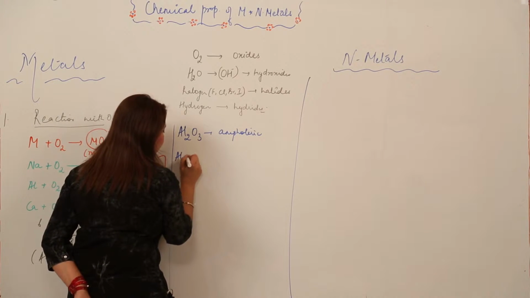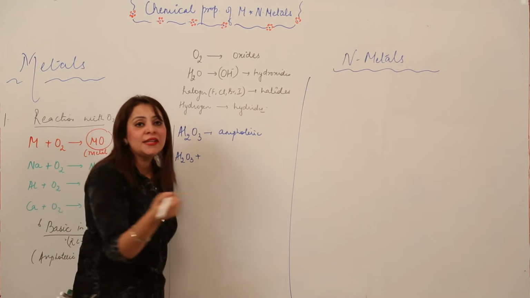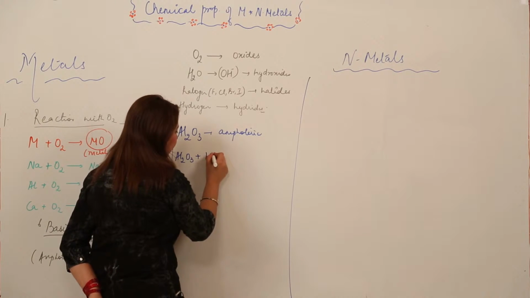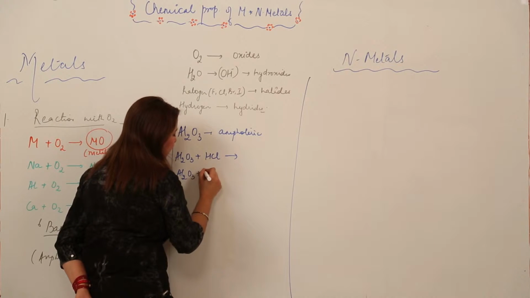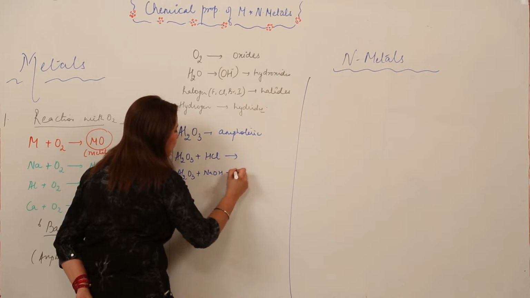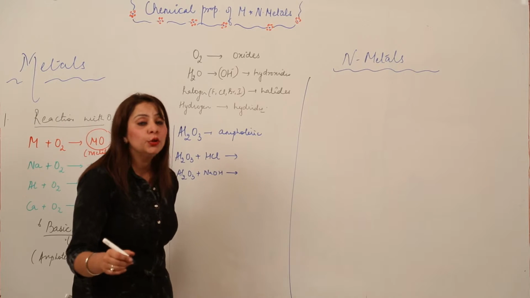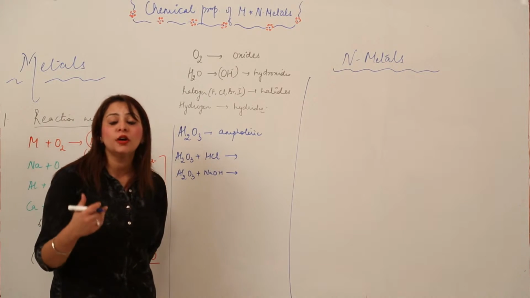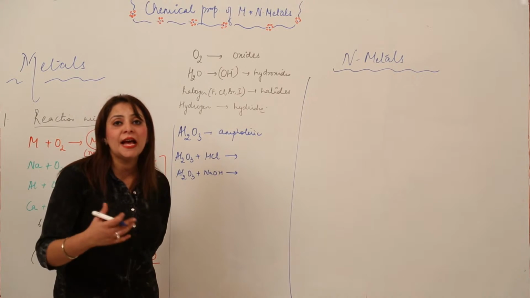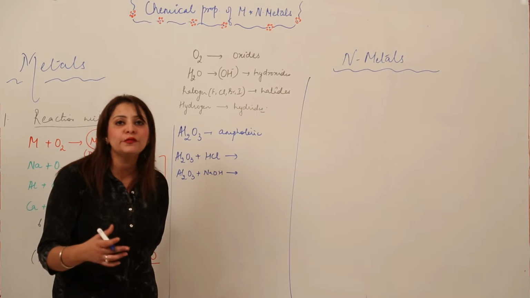I am going to react it with acid. Suppose the acid which I am taking is HCl. And in the second reaction, I need to react it with a base. Suppose I have taken a strong base, that is NaOH. You know that Al2O3 reacts with both of them, and the reaction of Al2O3 with an acid and a base just indicates its amphoteric nature.